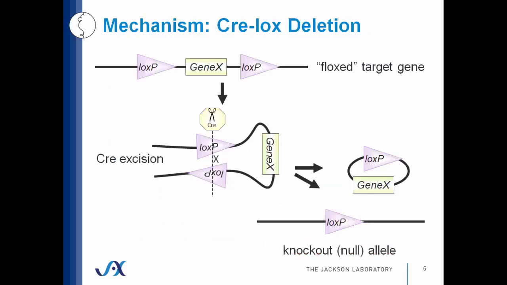So the basic mechanism for deletion is a gene or part of a gene is flanked by LoxP sites, often called floxed for flanked by LoxP. Then the Cre recombinase is going to recognize those two LoxP sites and recombine them so that you're left with the DNA to be deleted as a circularized piece of DNA and a single LoxP site left on the chromosome, thereby generating a knockout or a null allele.